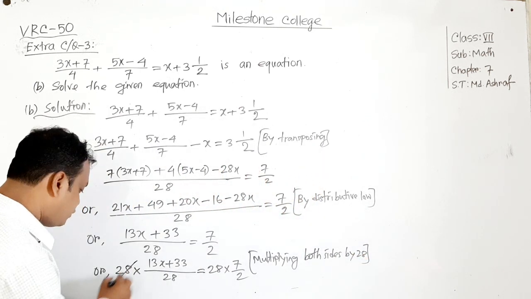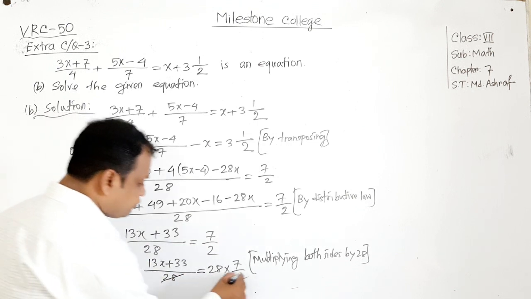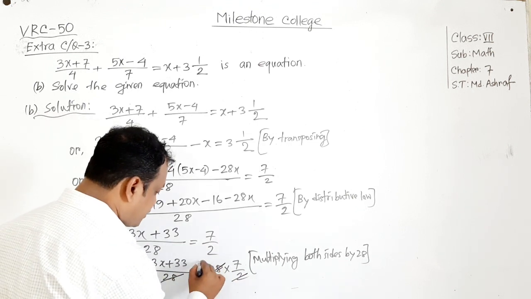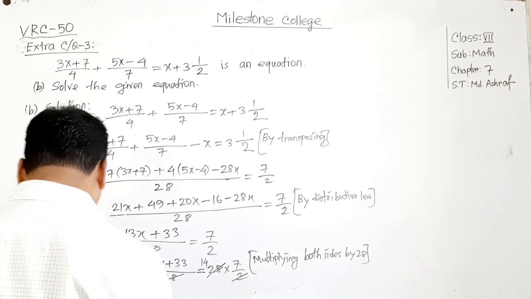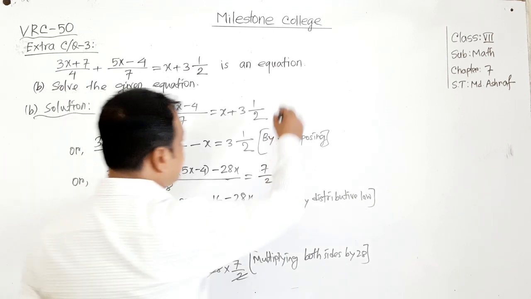Then look here, the 28 will be eliminated, then 2 and 28, it will be 14. It will be 14. Okay, then what will we get? Now look here, what will remain here?